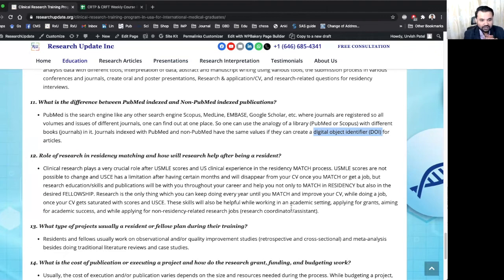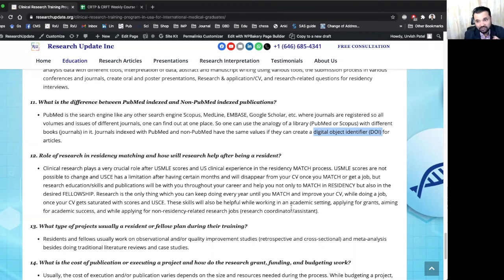But from the career point of view, research plays a very crucial role before you match and after you match. Most of the programs like people who have basic knowledge of creating hypotheses and basic knowledge of publication.